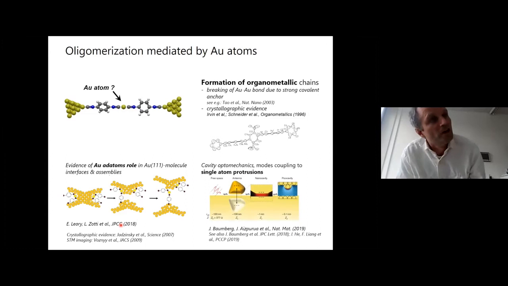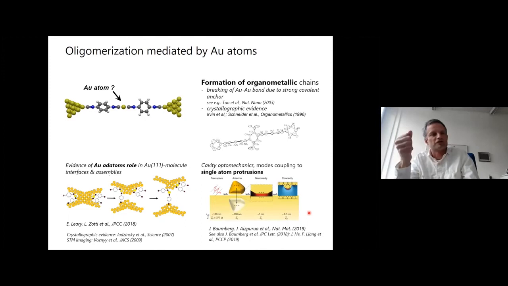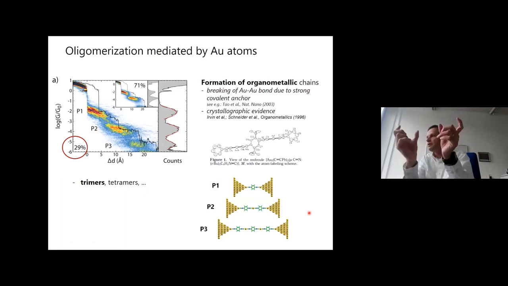And there's also this beautiful work about the role of ad atoms moving around, for instance, by Jeremy Baumberg, measured here in this optomechanics cavity. So this type of motion in the junction can play a role. So we assume that this could be the case. And we said, fine, if we can have two molecules in series, can we have three? So we started to look for a signature in our data if this was existing.